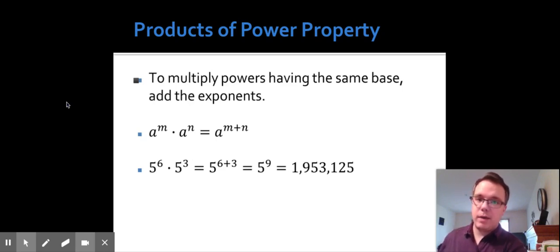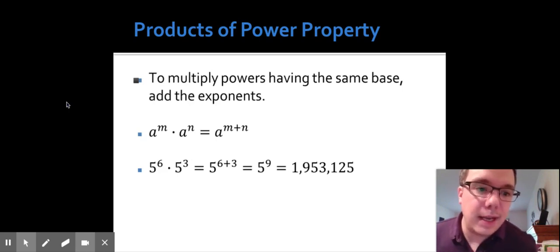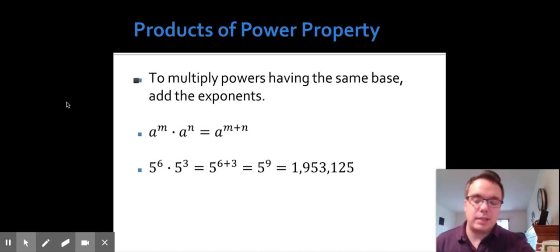So the product of a power property just states that if you have 2 powers with the same base and you're multiplying them, all you have to do is add their exponents. So if we have 5 to the 6 times 5 cubed, yesterday we would have written 6 fives times 3 fives, which would have given us 9 fives, or 5 to the 9th. Today we can see that easier by just taking our 6 plus our 3 to get our 9.